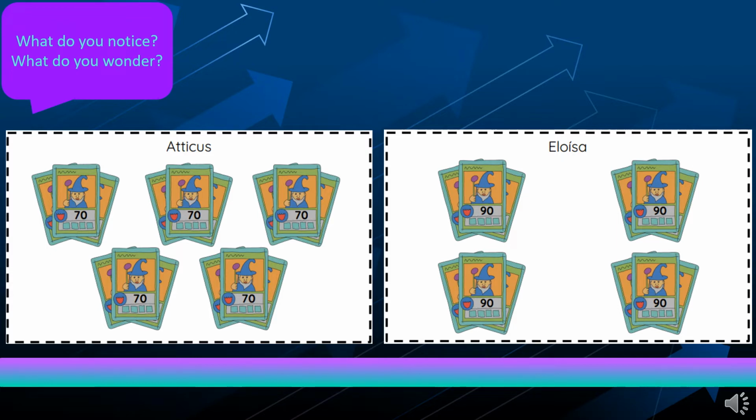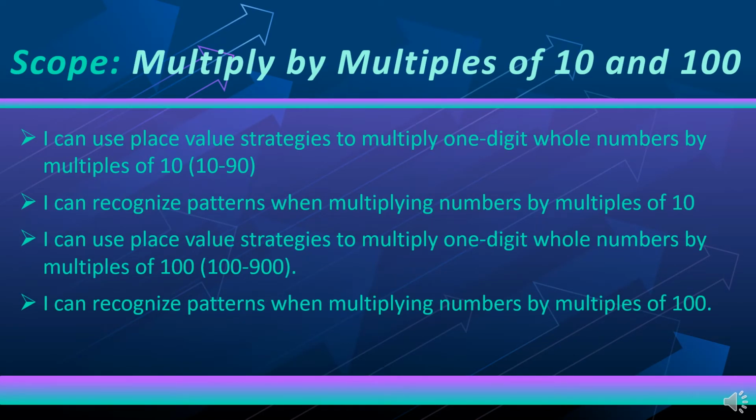In this third grade unit, students will explore multiplying multiples of tens and hundreds. This scope will encompass the following key learning goals. I can use place value strategies to multiply one-digit whole numbers by multiples of 10 through 90. I can recognize patterns when multiplying numbers by multiples of 10. I can use place value strategies to multiply one-digit whole numbers by multiples of 100 up to 900. And I can recognize patterns when multiplying numbers by multiples of 100.